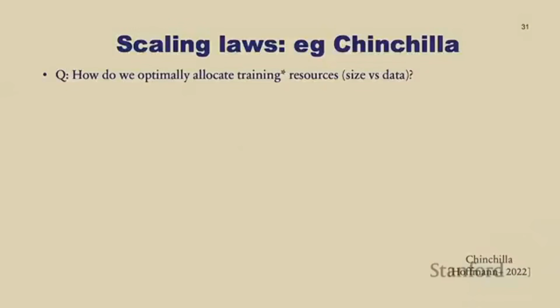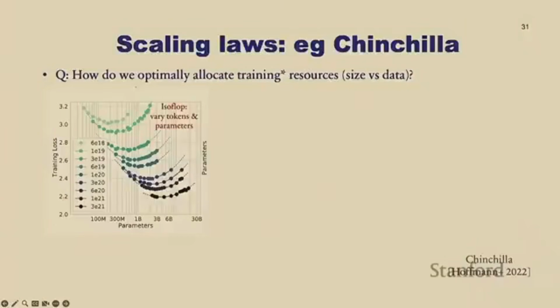Another really cool thing you can do with scaling laws is ask yourself how to optimally allocate training resources. Should I train larger models? Because we saw that it's better when you train larger models, but we also saw that it's better when you use more data. So which one should I do? Should I just train a smaller model on more data, or should I train a larger model on less data?